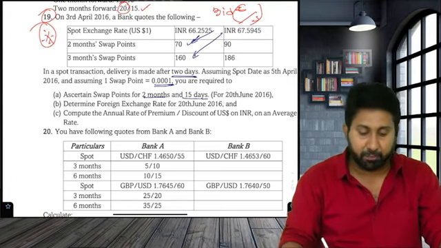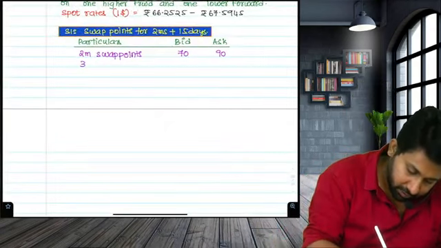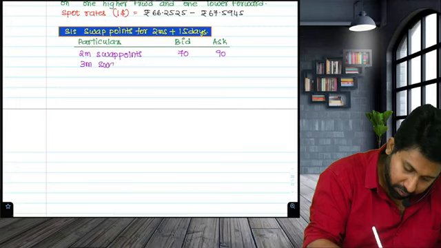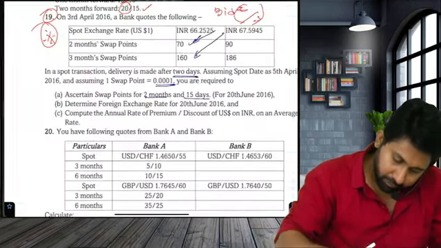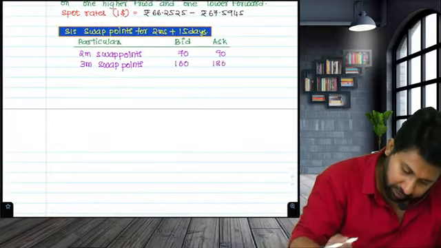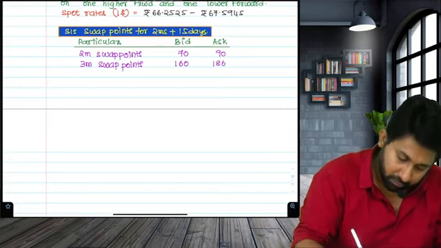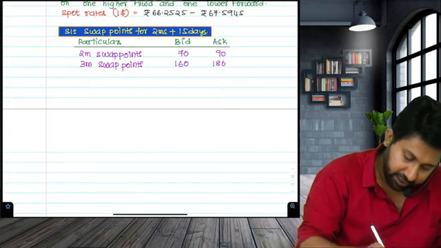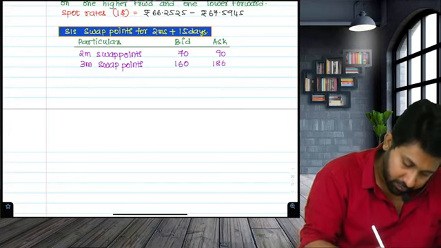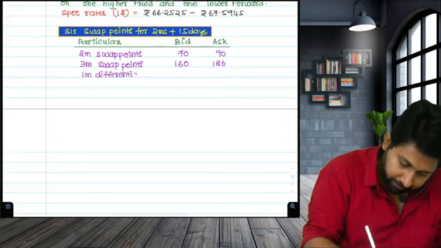What is the 3 month swap point? 160 and 186. 160, 186. Now for 1 month, the differential swap points.